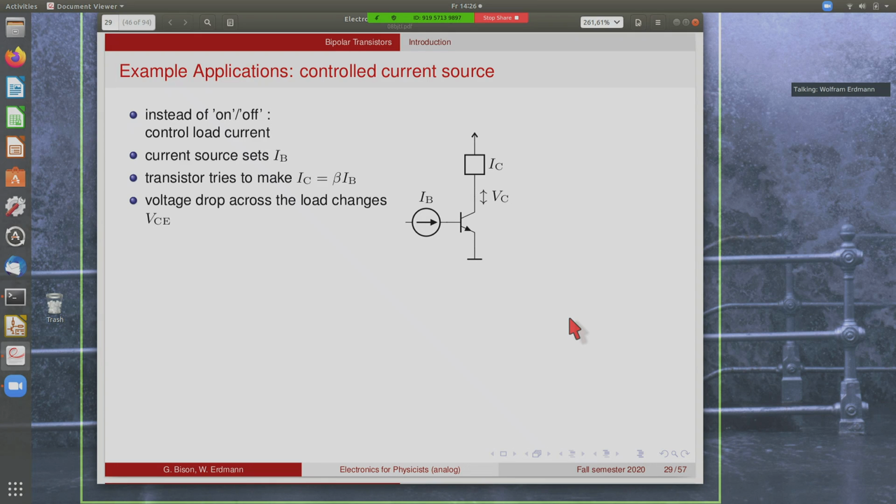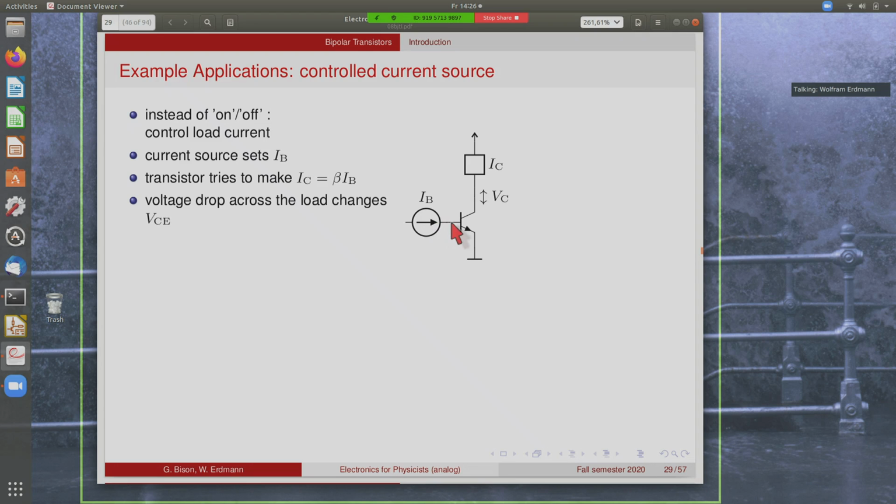Okay, so the next example we look at is now not going to use the mode where we drive the transistor into saturation, but we stay in the active region, like we will for basically all circuits that we look at from now on. So instead of just switching on and off, we want to control the load current. So we have a current source that sets the base current.